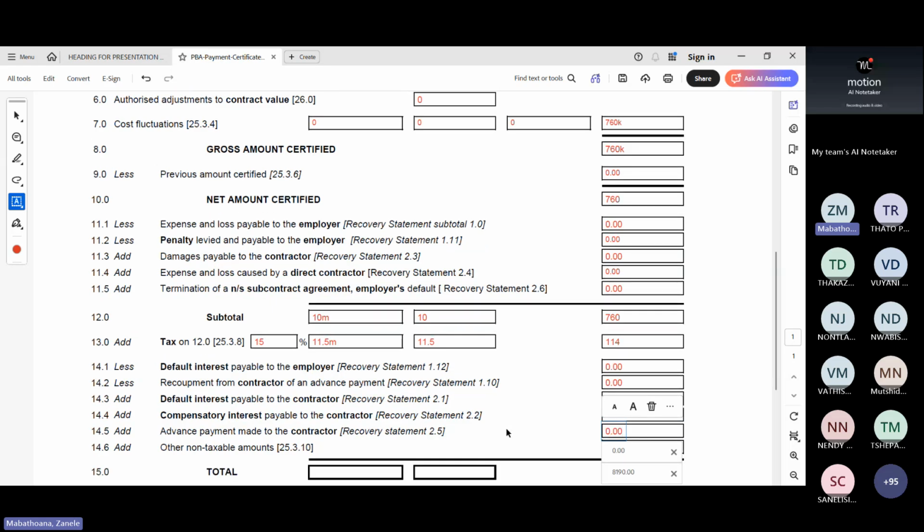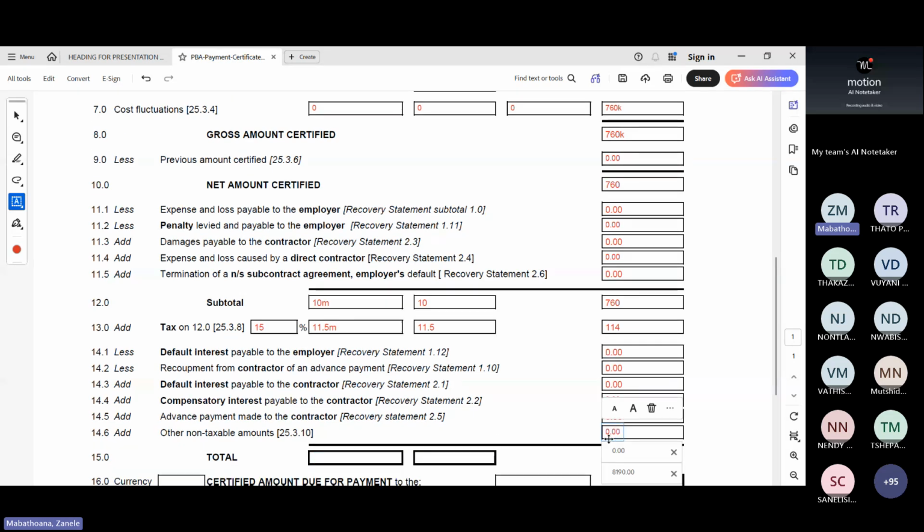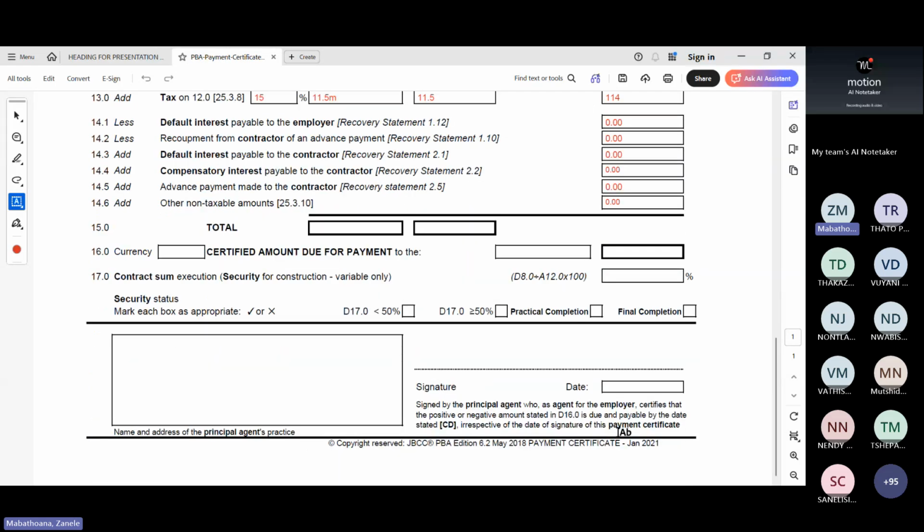Okay, so the word is non-taxable. So these are non-taxable. Any other non-taxable amount, we don't have any. So now we have the total at 874. So the 760 plus the 114, right?